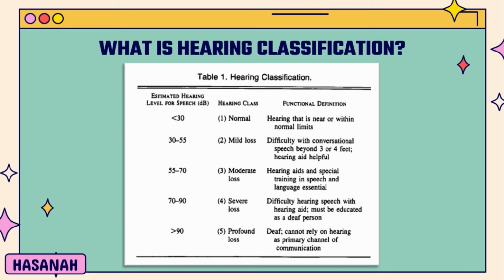Lastly, the fifth category is profound loss, where the level is above 90 decibels. A person in this category is defined as a deaf person, who cannot rely on hearing aids as their primary channel of communication.